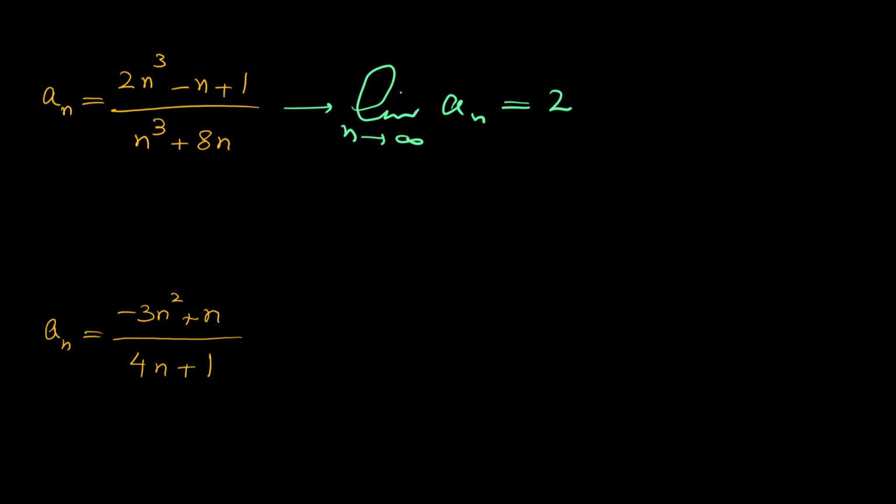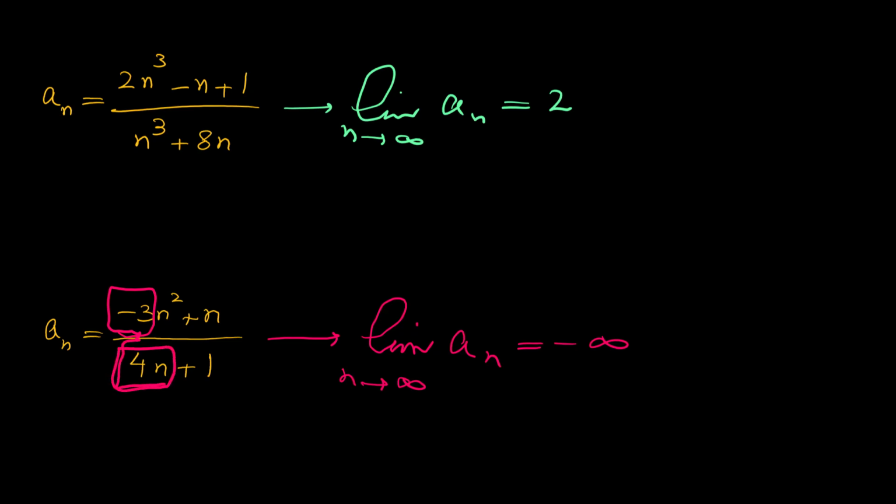Look at the next example. The degree of numerator is bigger than the degree of denominator. So the limit of this sequence should be infinity. But is it infinity or negative infinity? What do you think? Limit of this sequence when n approaches infinity is negative infinity. And the reason is that this coefficient is negative, this coefficient is positive, negative over positive is negative.